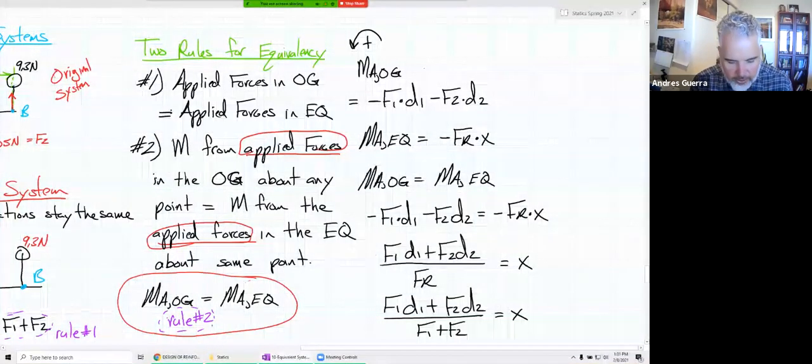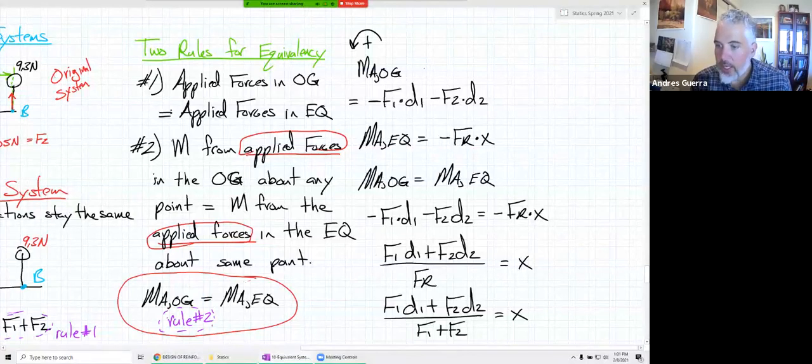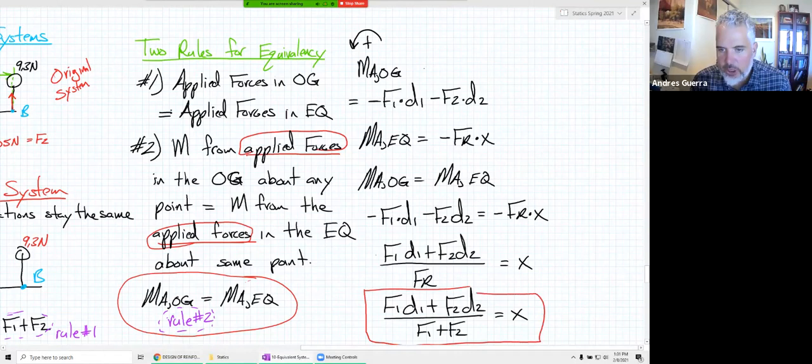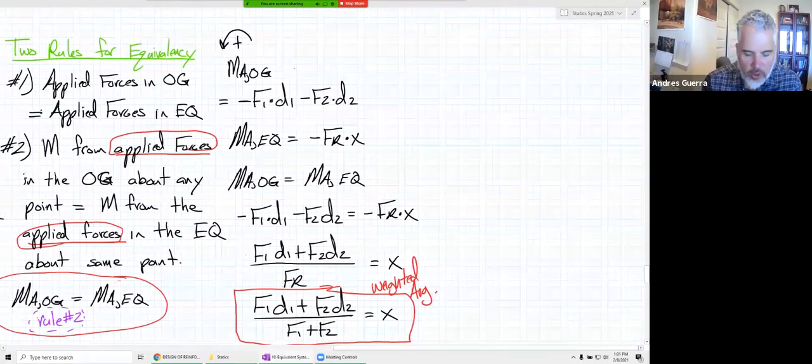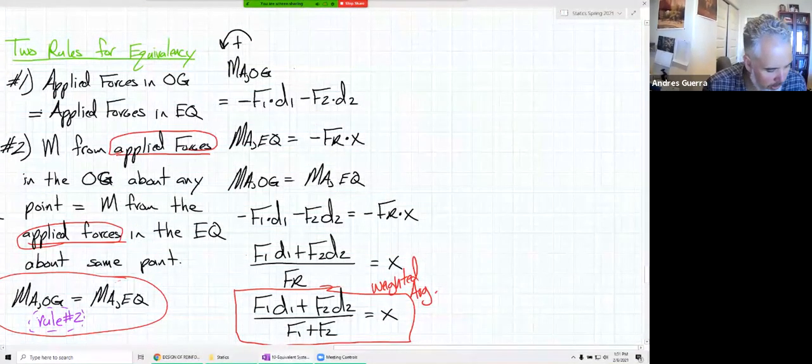It's not an error, although I could see how it could look like that. Yeah, it's a weighted average, absolutely. So what we just did, which is really cool, is we took moments and we came up with an equation for the weighted average. So there's our two rules. Those are the same two rules that are always going to apply for equivalent systems.